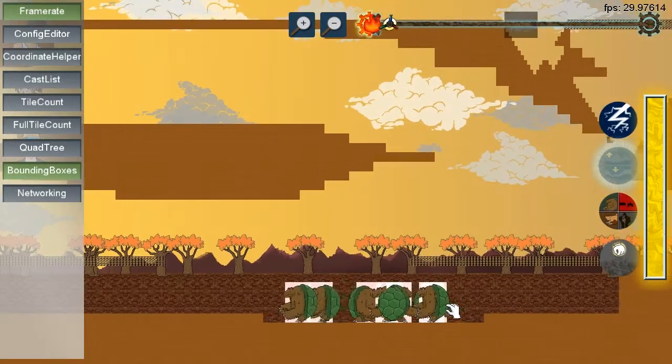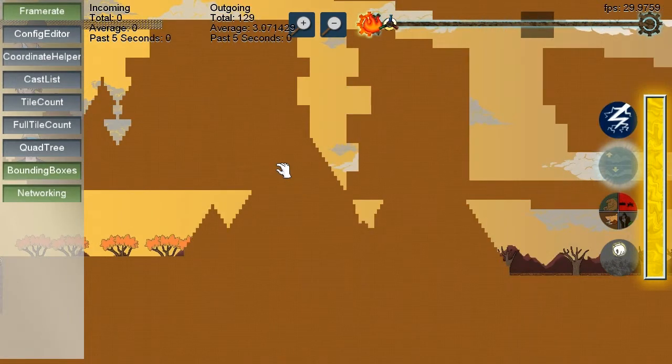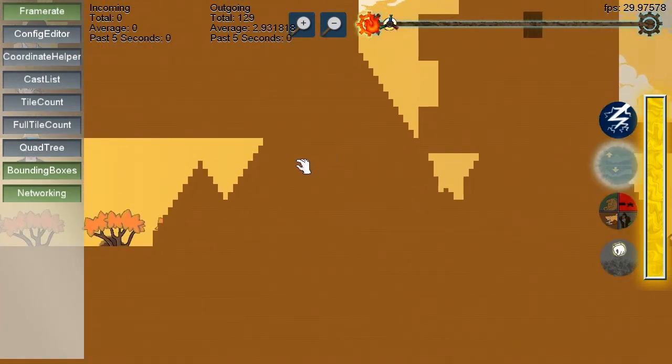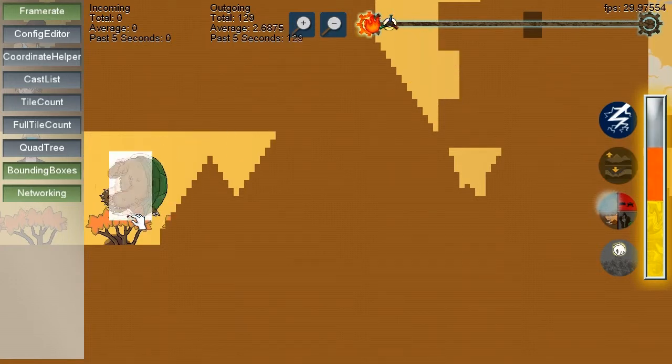We have a bounding box interface, which we used for collision debugging. Here we have a networks diagnostic system, which shows us packet transfer rate, and can help us discover when too many packets are being missed when we test.